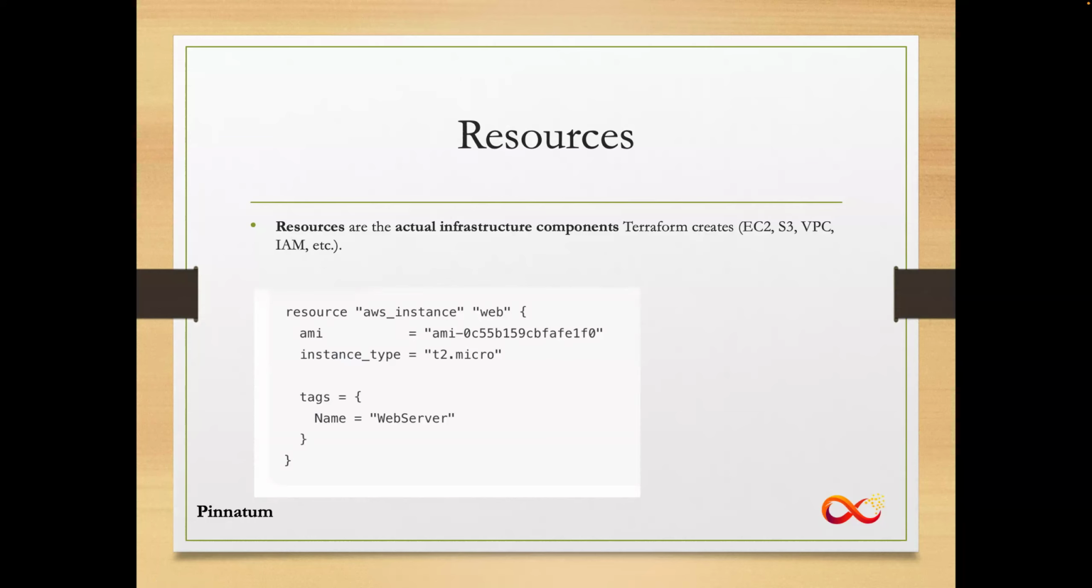Each resource block has parameters to be passed. The AMI is required, and you also specify the instance type. If you run this, it will create an AWS EC2 instance. This block is written in HCL, HashiCorp Configuration Language.